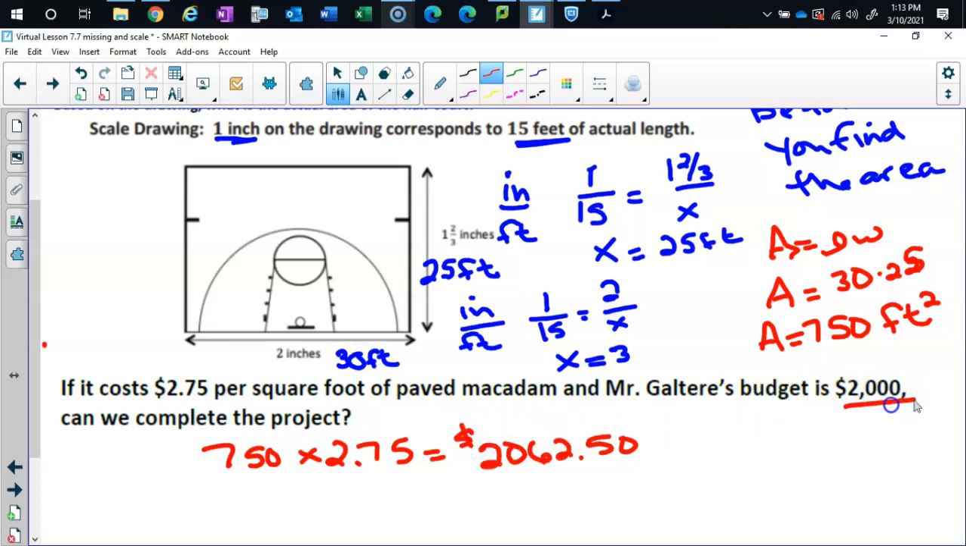And he budgeted $2,000. Does he have enough? No. Not enough budgeted. And budgeted means he only wants to spend $2,000, but it's going to cost a little bit more. All right.